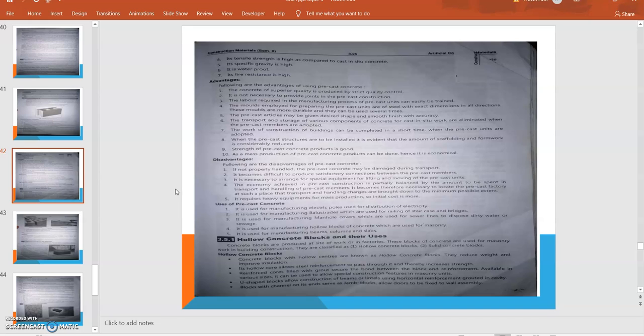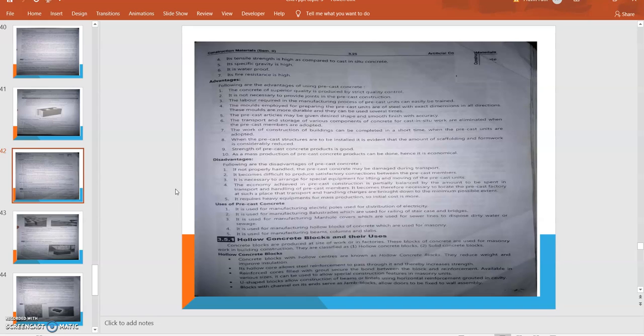Then the economy achieved in precast construction is partially balanced by the amount to be spent on transport and handling. As the members are casted in the factory, they need to be transported to the site, and there is a need to join those members. Therefore, the cost may be increased due to transportation and jointing. Then it requires heavy equipment for mass production, so the initial cost may be more. So these are the advantages, disadvantages, and uses of precast concrete.